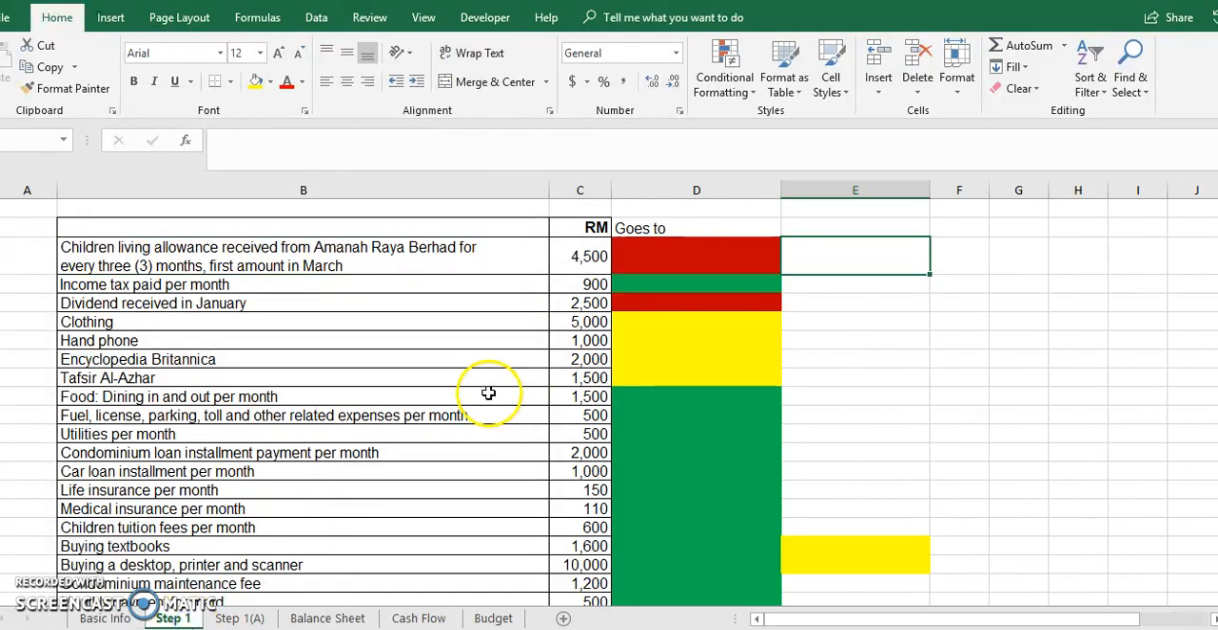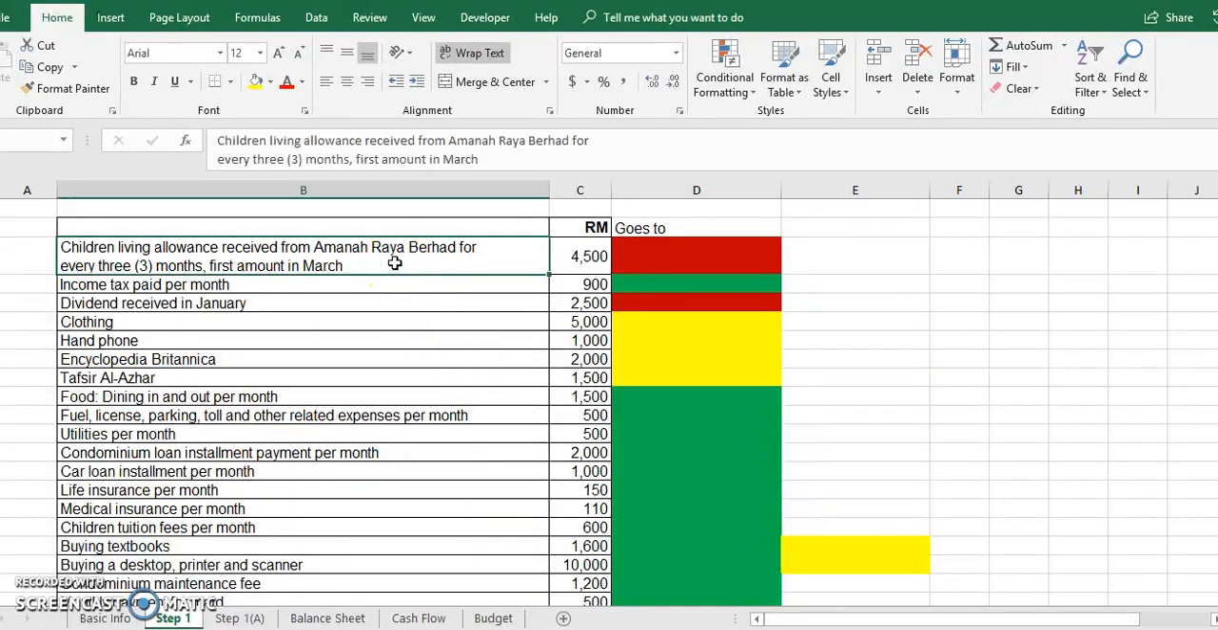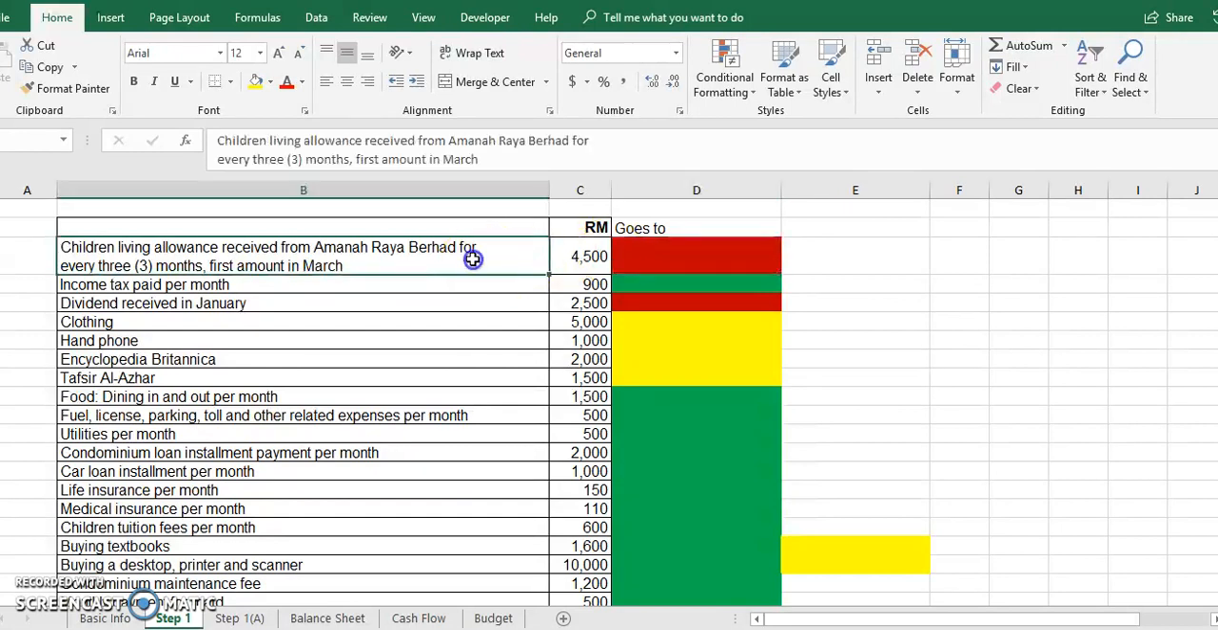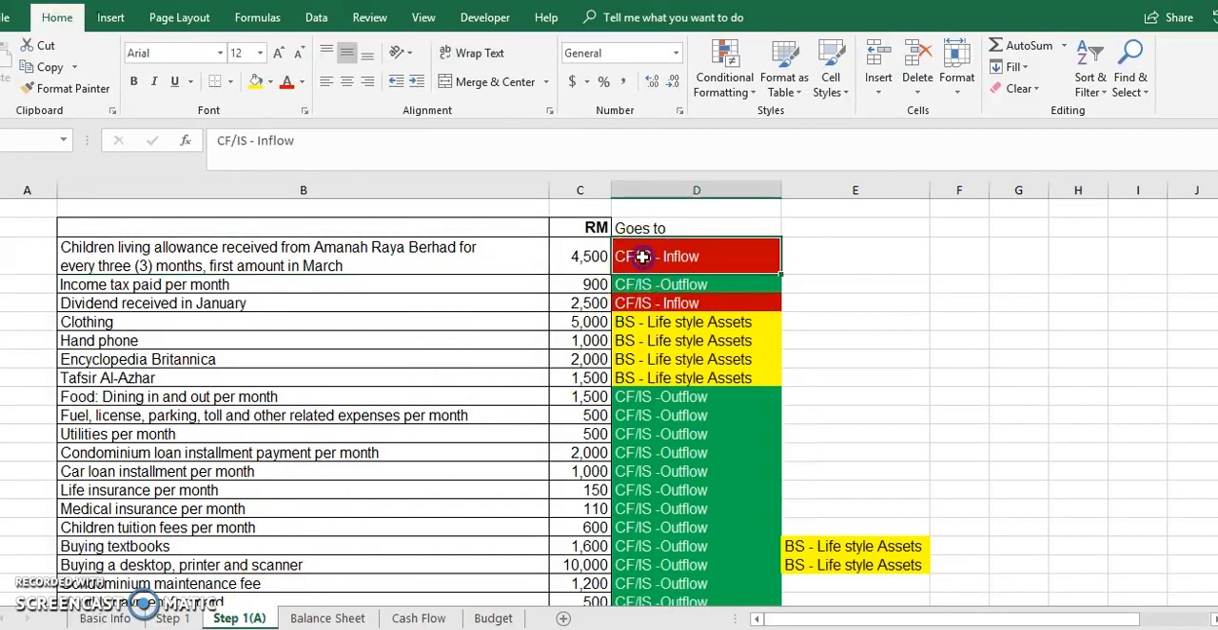Whenever you want to answer this kind of question, I would suggest that you first classify each item, where it will go to. In this one I have done some color coding, just to give you some idea. So say for example this one, children living allowance, where will it go to? It will go to the cash flow. So anything in red in this case will go to cash flow, whereas yellow will go to the balance sheet, lifestyle asset. So this is what I mentioned just now. It will go to two statements, either cash flow or balance sheet.